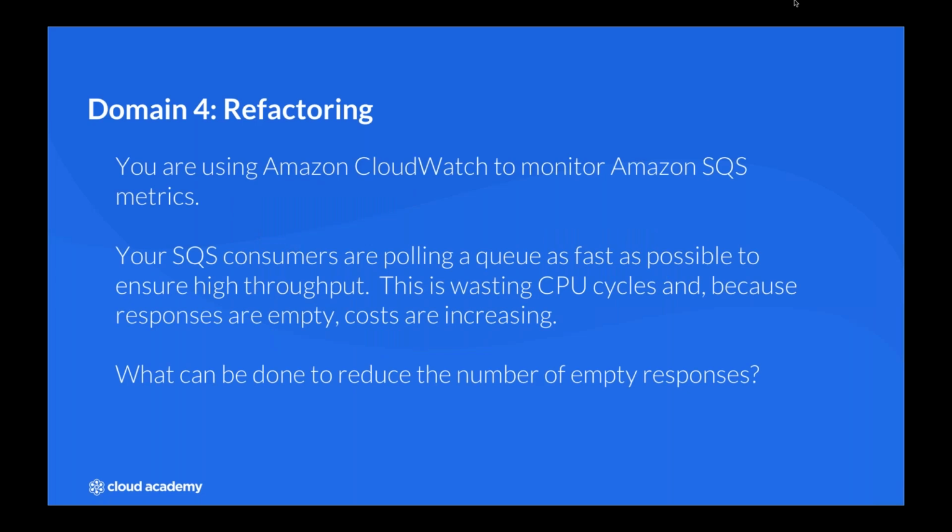So you are using Amazon CloudWatch to monitor Amazon SQS metrics. Your SQS consumers are polling a queue as fast as possible to ensure high throughput. This is wasting CPU cycles, and because responses are empty, costs are increasing. What can be done to reduce the number of empty responses?